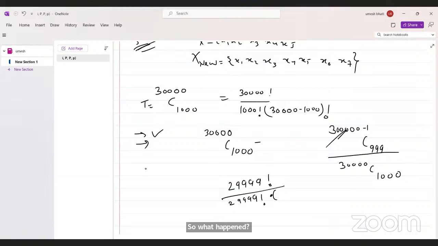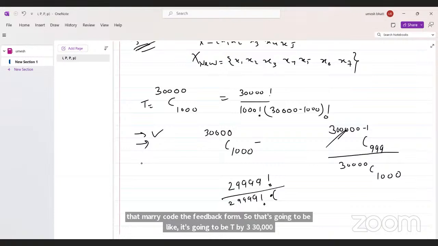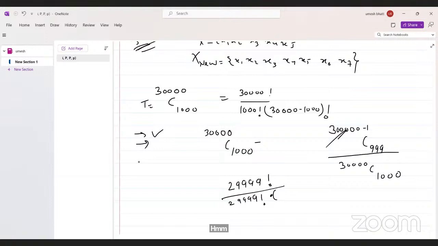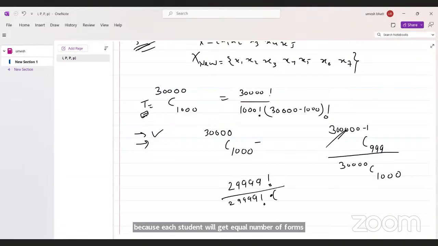So it's saying, what is the probability that Mary got the feedback form? That's going to be T by 30,000, because each student will get an equal number of forms. So this is your collection of how many ways you can make a collection of 1,000 people.